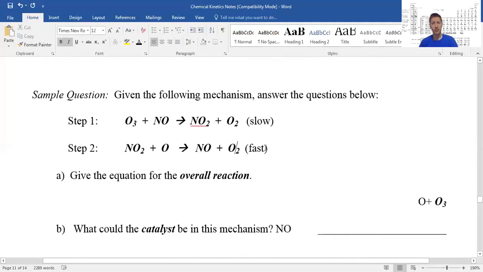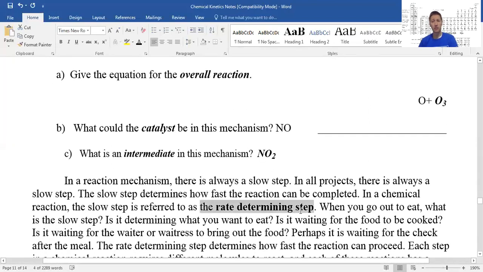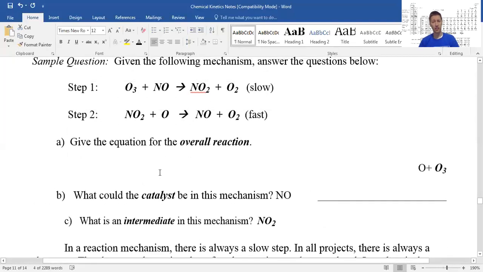All right, you'll see up here too, I wrote a slow step and a fast step. In every reaction mechanism, we can think of it like some steps are fast, some steps are slow. The slow step we consider to be the rate determining step. When you think about the rate determining step, I want you to think about the thing that really holds you back, the thing that slows it down the most. What's going to take the longest?